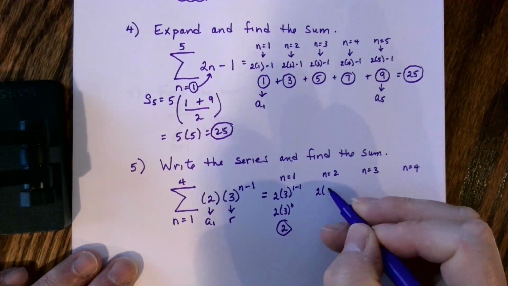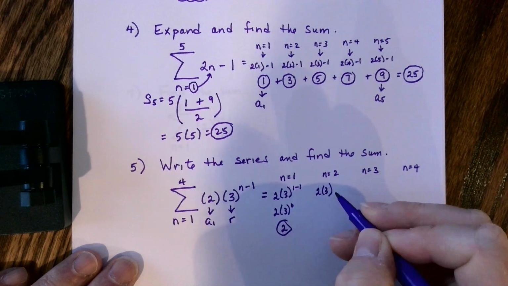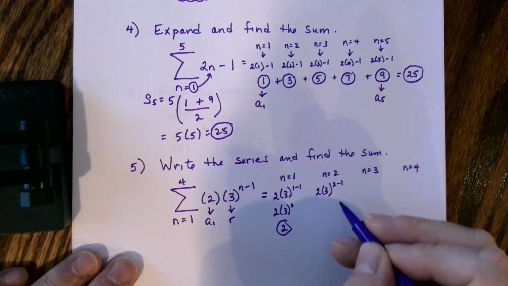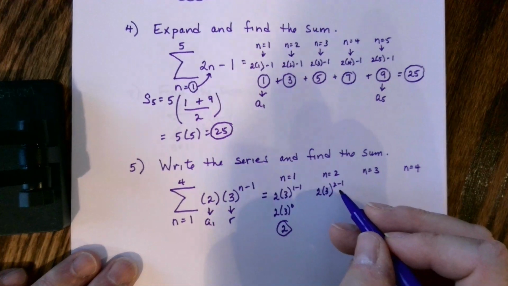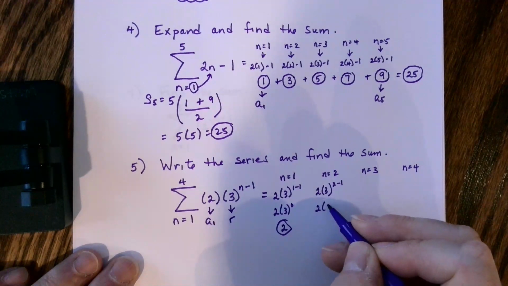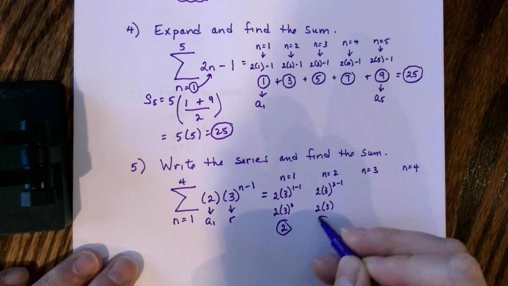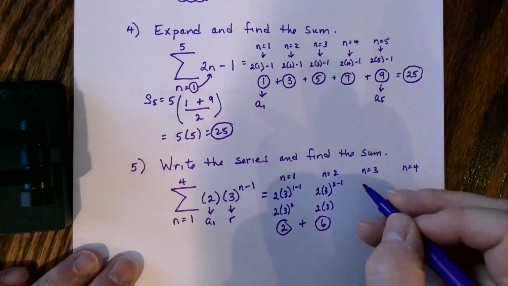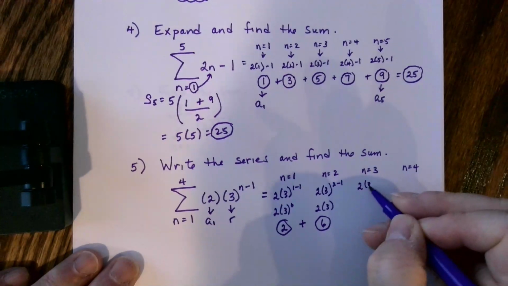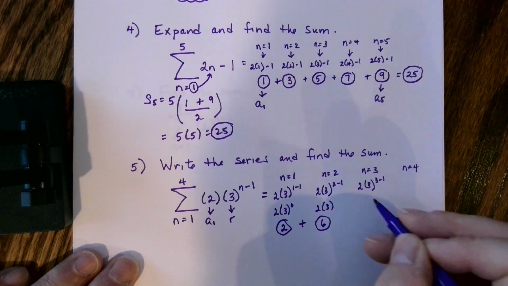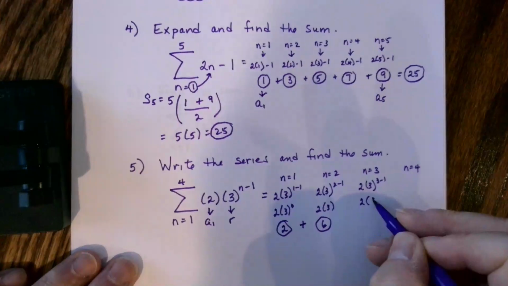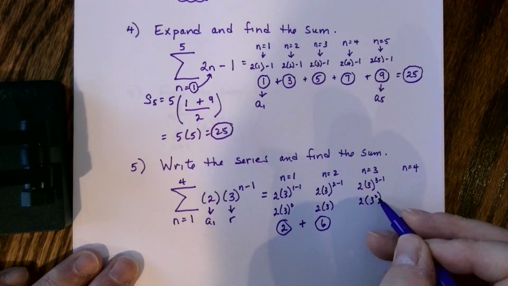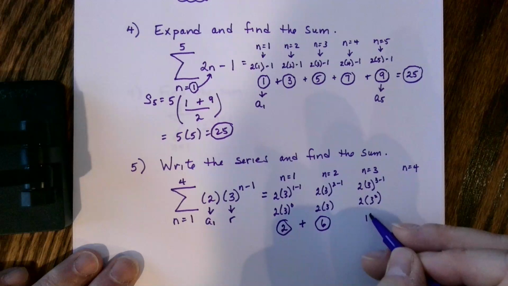2 times 3 to the 2 minus 1 power, well 2 minus 1 is 1, so I end up with 2 times 3, which is 6. I'll put my plus in between here. 2 times 3 times 3 minus 1 is going to give me 2 times 3 squared. 3 squared is 9, times 2 is 18.